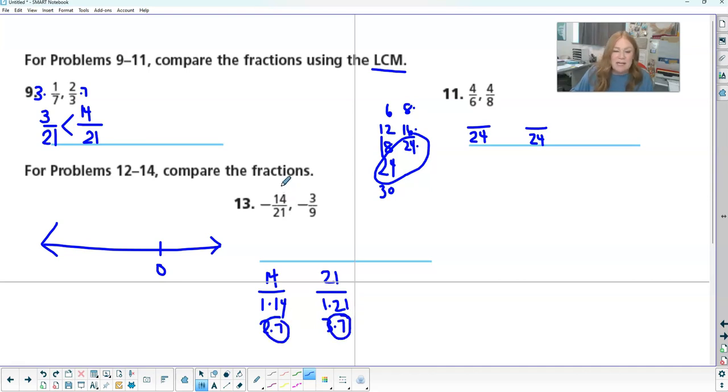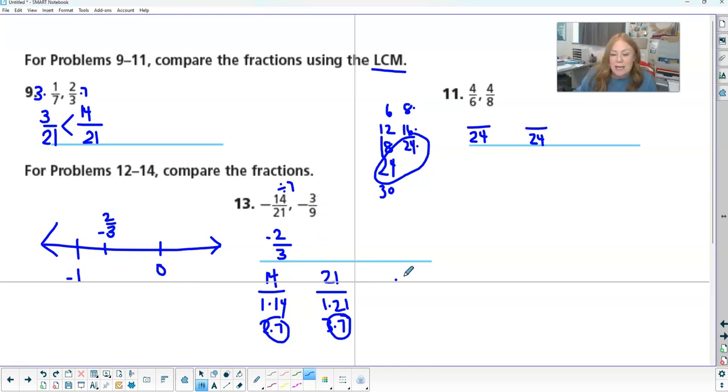So I can divide 14 and 21 by 7. So 14 divided by 7 is 2. And 21 divided by 7 is 3. So this is worth 2/3. So if I'm coming here, if here's 1, right? 1/3, 2/3, negative 2/3 goes here. So now we need to see where 3/9 is going to go.